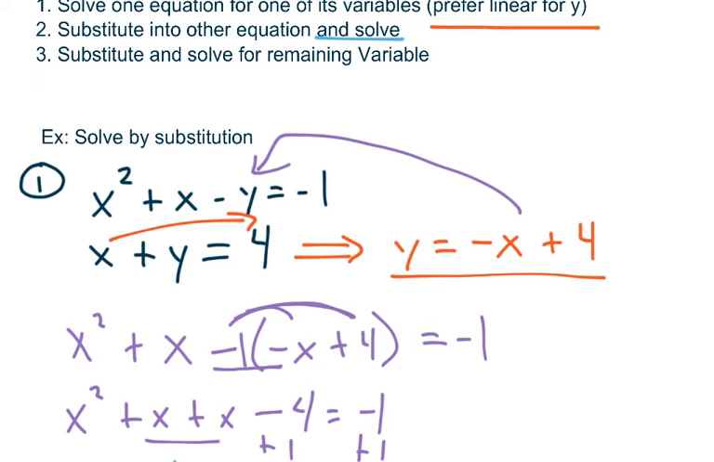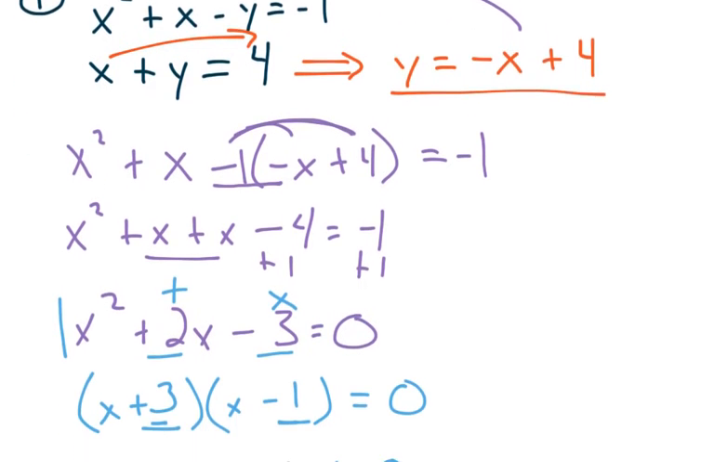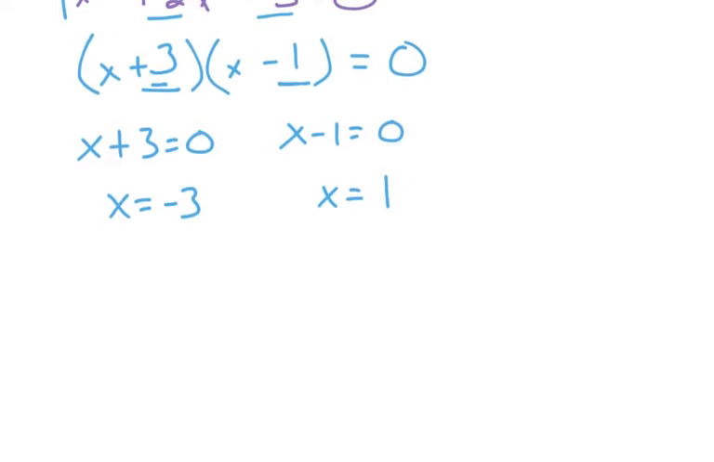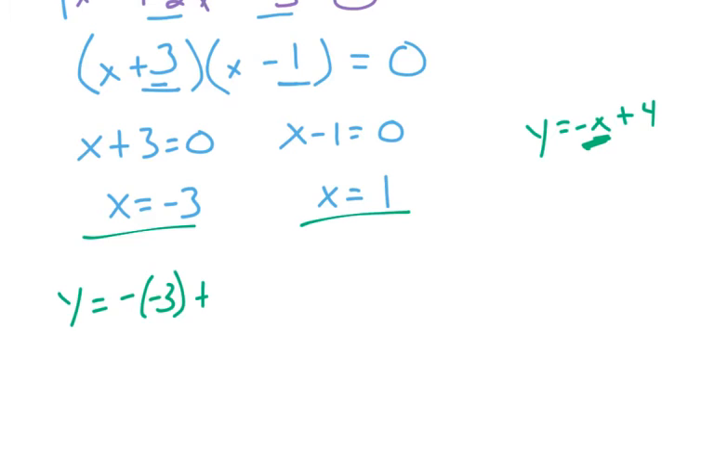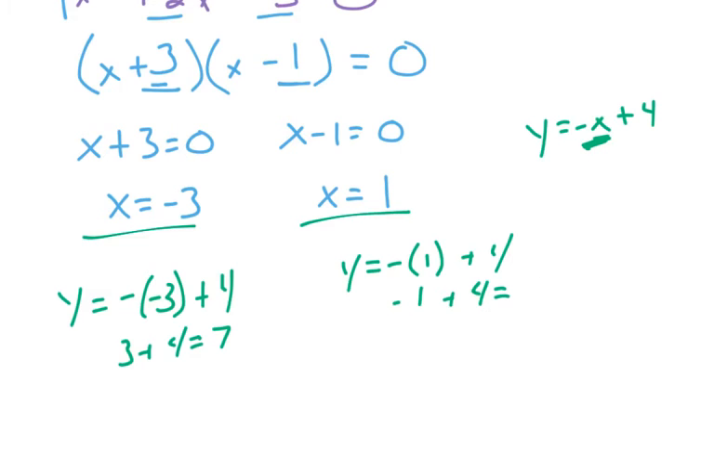Step number 3 then says substitute and solve for the remaining variable. I'm going to keep this y equals negative x plus 4 in the back of my mind, because these are both x values that I'm going to plug in right there, and I need to find my y values. So we'll have y equals negative x plus 4. The opposite of negative 3 is 3, plus 4, that would be 7. Do the same thing with your x value of 1. y equals negative 1 plus 4, and that is 3.